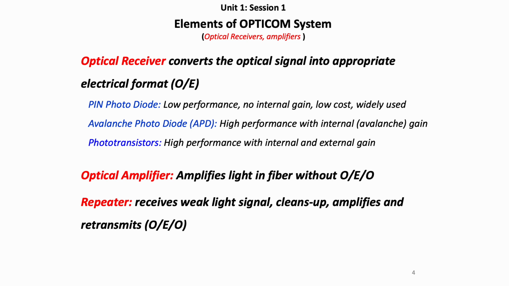The avalanche photodiode shows higher performance when compared to the PIN photodiode, whereas the phototransistor shows high performance in both internal and external gains. Other things are the optical amplifiers, which amplify the light in the fibers. The repeaters also do the same as the amplifier. They amplify the signal wherever it weakens, so it receives the weaker signal and amplifies it.